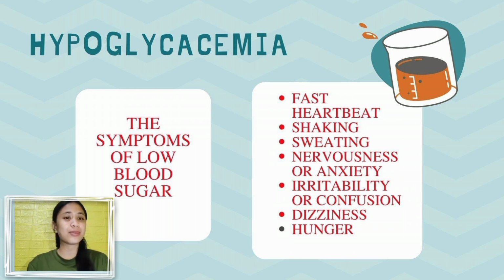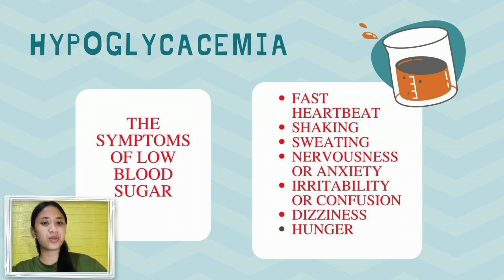Now I'm going to discuss the symptoms of hypoglycemia so you can gain more knowledge about them. How you react to low blood sugar may not be the same as how someone else with low blood sugar reacts. It's important to know your signs. Common symptoms may include number 1, fast heartbeat, number 2, shaking or panginginig, number 3, sweating or pagpapawis, number 4, nervousness or anxiety, number 5, irritability or confusion, and number 6, dizziness or pagkahilo. These are the symptoms of hypoglycemia.